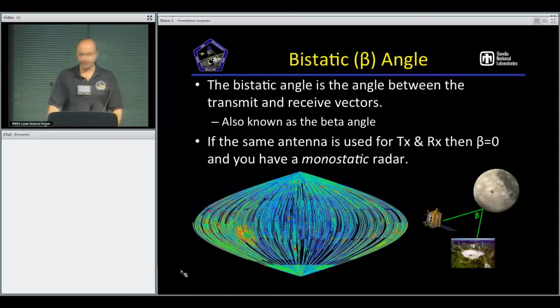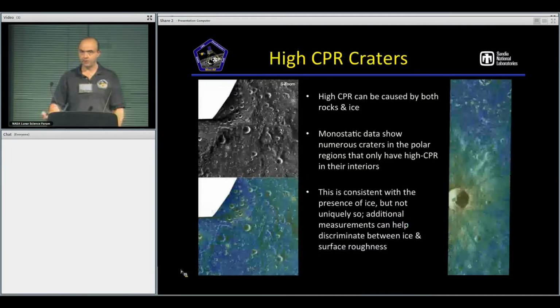You look at the image here in the bottom right, showing Arecibo and mini-RF around the moon. You can go in either direction, but we obviously are doing transmit from Arecibo, bounce off the moon, and receive on mini-RF. If you use the same antenna for the transmit and receive, then by definition you have a beta angle of 0 and you have monostatic radar.